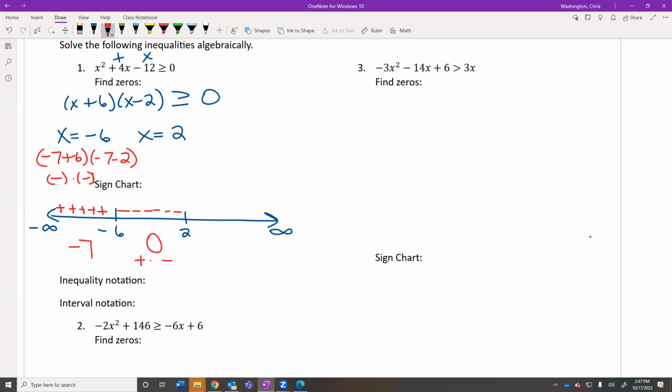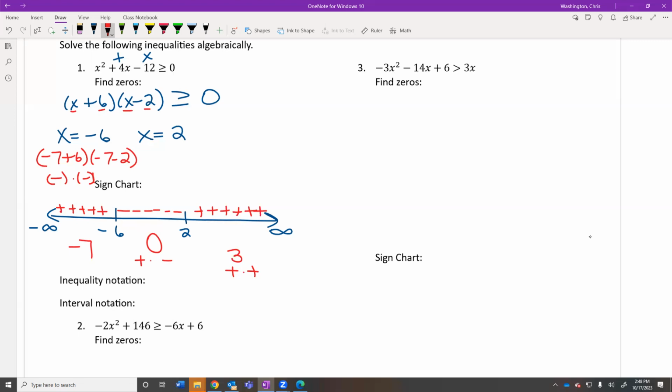What about a number bigger than 2? Maybe 3, maybe 4, maybe 5, maybe 1,000. It doesn't matter what number you pick, as long as it's between 2 and infinity. So if I plugged in 3, 3 plus 6 is a positive number, and 3 minus 2 is a positive number. And a positive times a positive is always a positive, so every single number between 2 and infinity, when you plug that in, is going to give you a positive number. So we've created our sign chart.